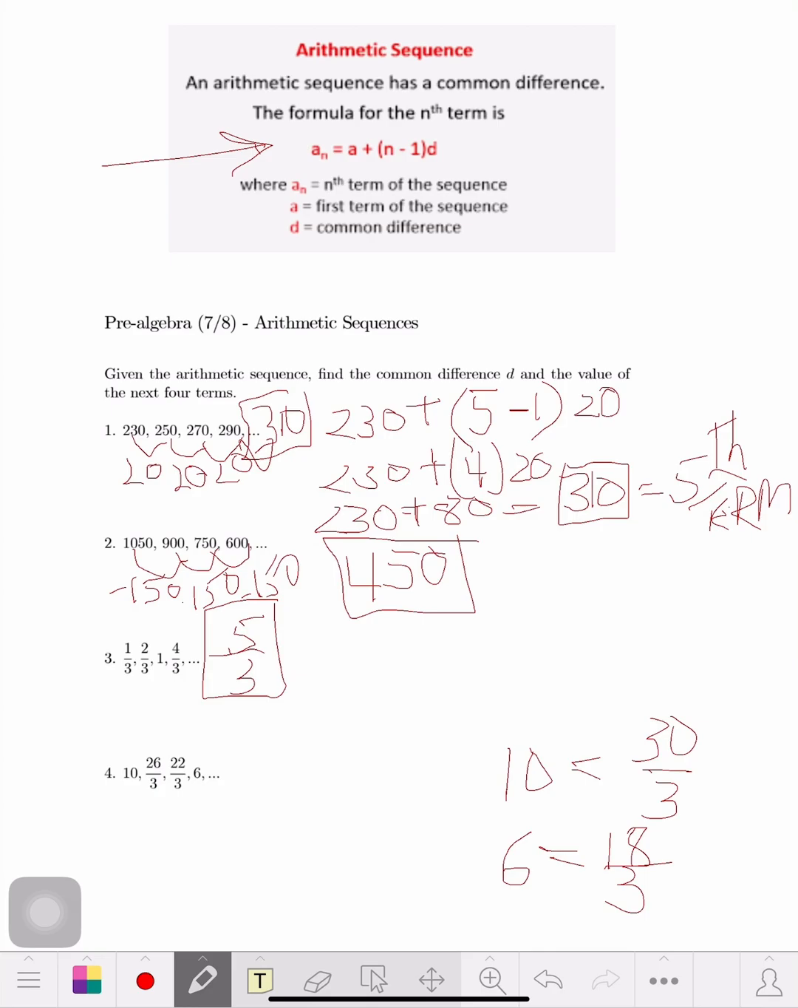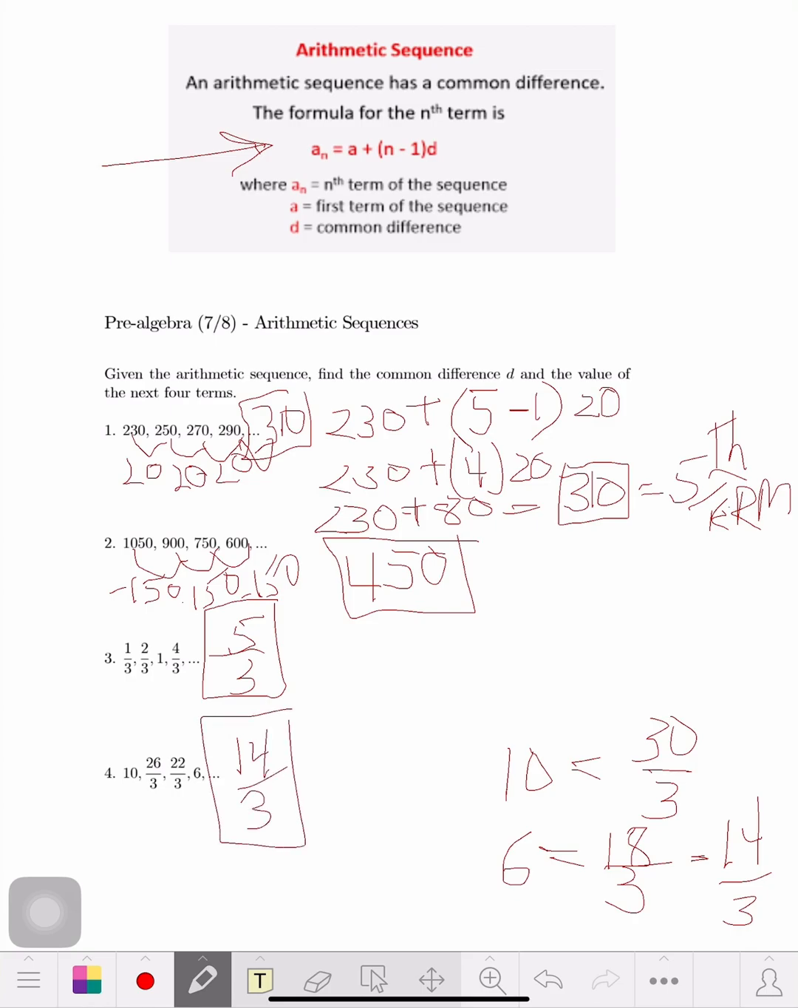So what they're doing is subtracting 4/3 from every single one of these. So now we got 18/3 minus 4/3. We're going to be down to 14/3. And that's the answer, 14/3.